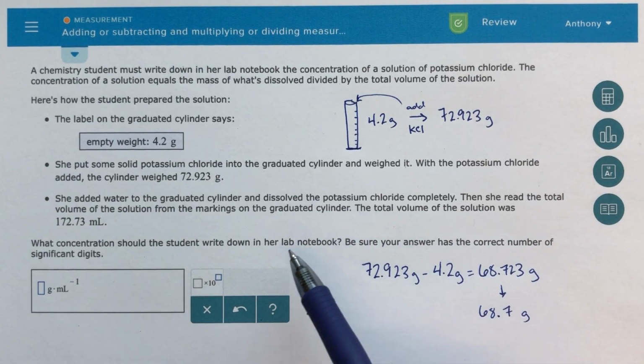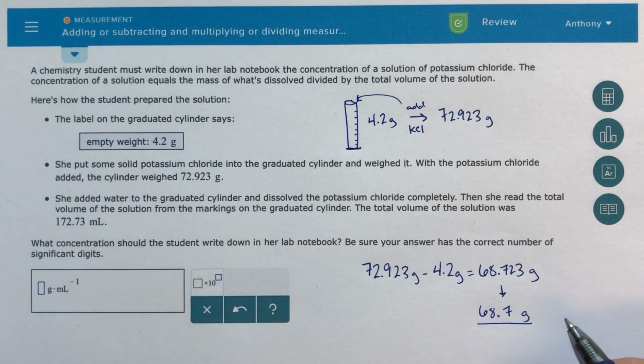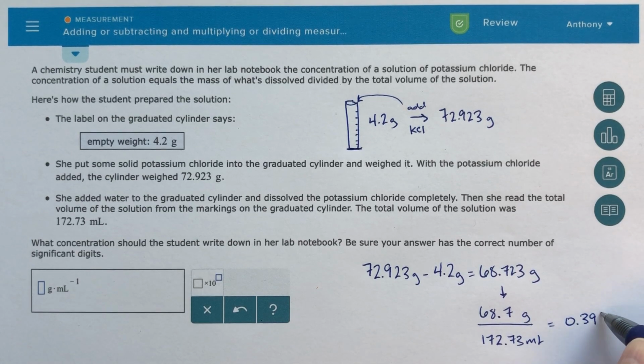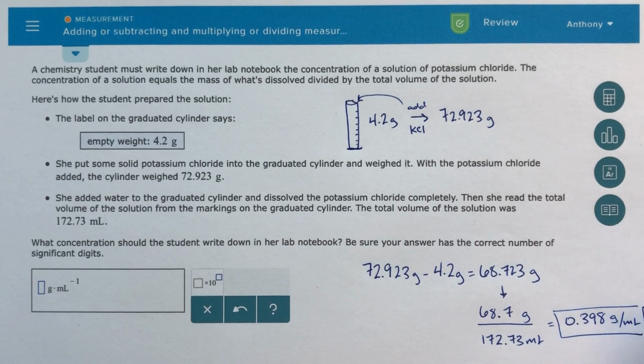Now, I want to then divide this by our number of milliliters. So if I take 68.7 and I divide that by 172.73 milliliters, that should get me my final answer, 0.398 grams per milliliter. And again, I'm going to have 3 sig figs in my answer because this number here should have 3 sig figs.